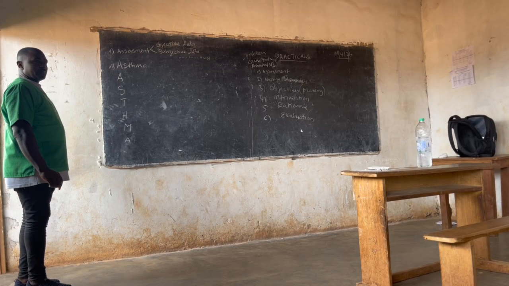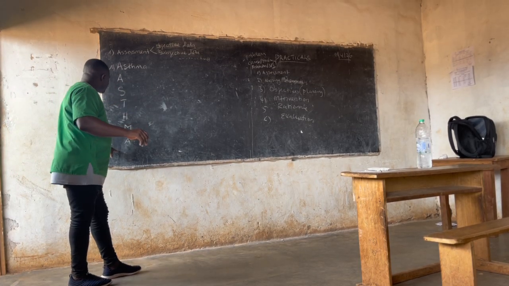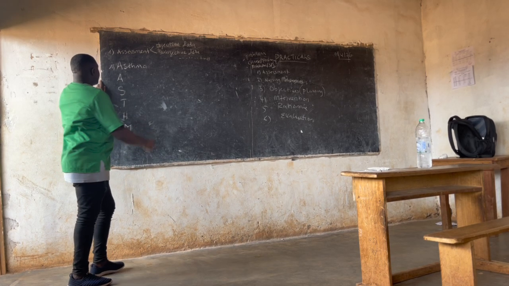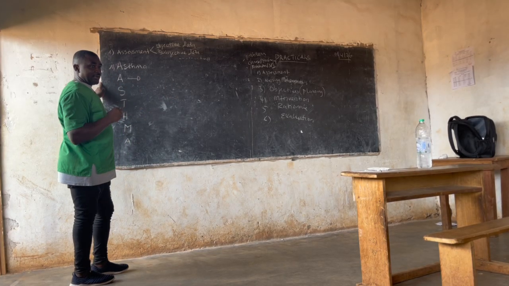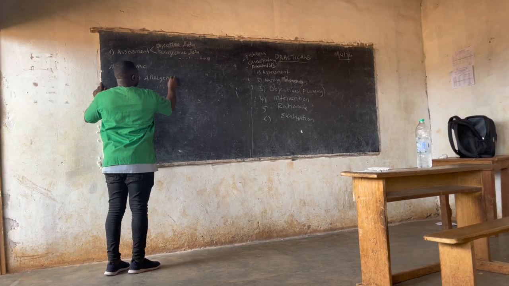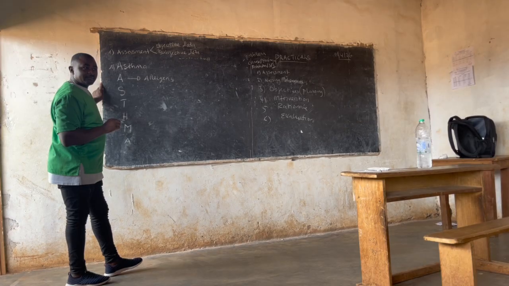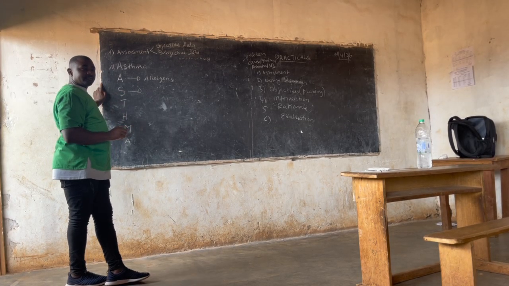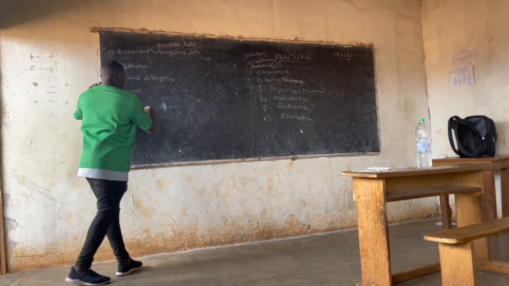Are we there? So if they ask you the causes of asthma, put down this. Put down the word asthma. A stands for allergens. Allergens can cause asthma. Is it true? Yes, sir. Allergen can cause asthma. The next is S, which stands for sport and smoking can cause asthma.